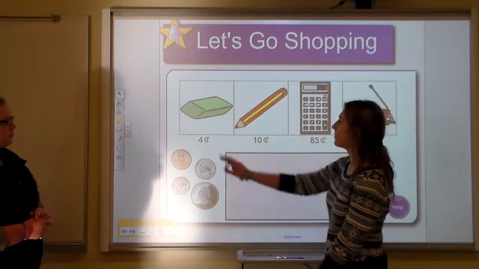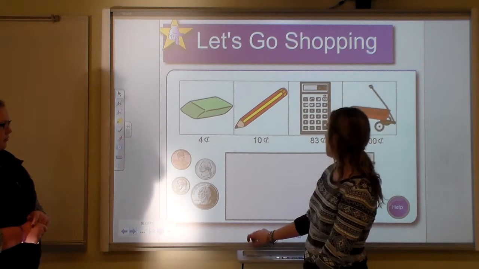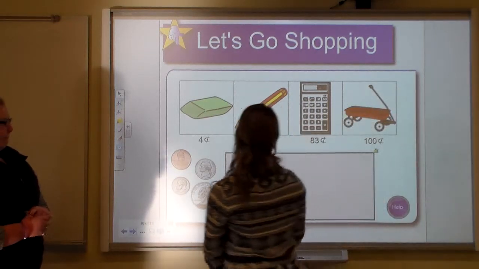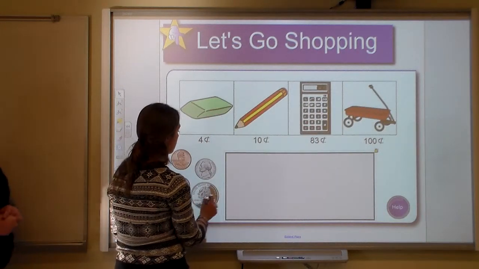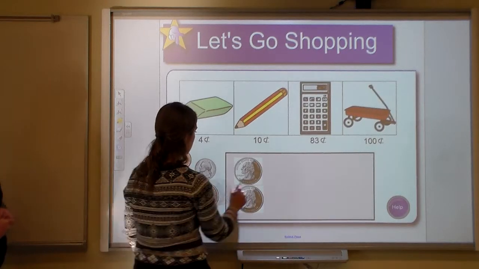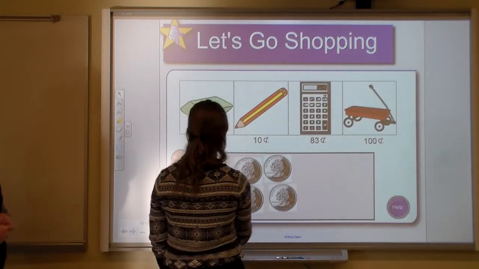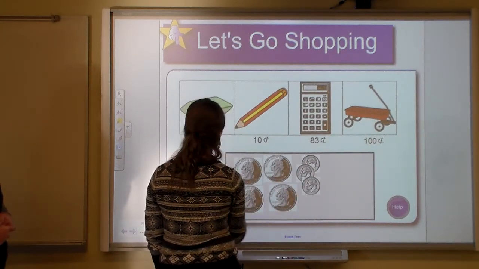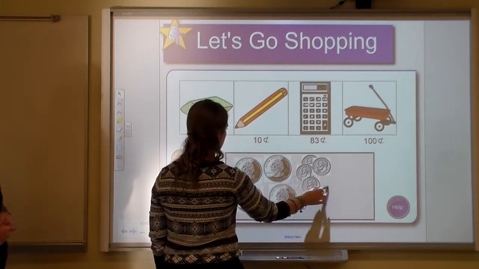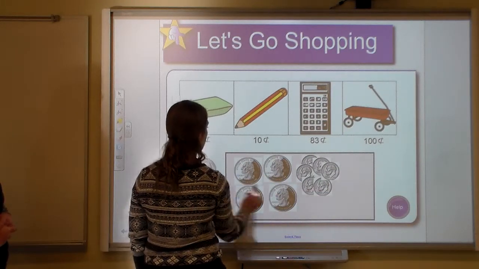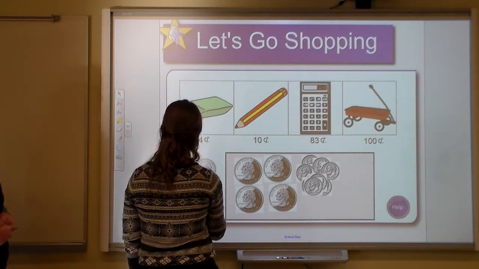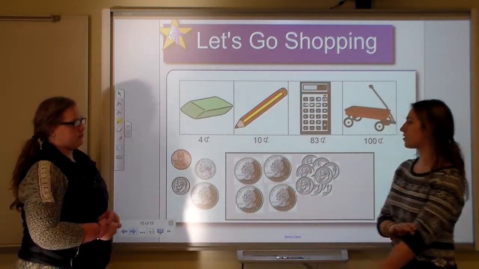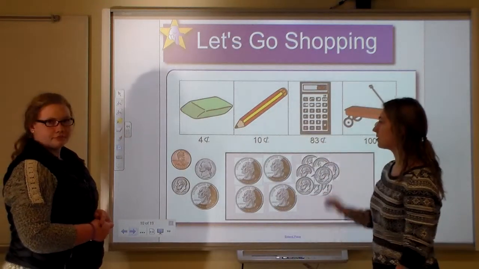Then we would have another student pick a different one of these objects to buy. For example, I'm going to choose to buy the wagon, so I could make $1 or 100 cents out of 4 quarters. Or I could do 10 dimes. 3, 4, 5, 6, 7, 8, 9, 10. And with this activity, we would make sure that our students understood that there are different ways to make these amounts.